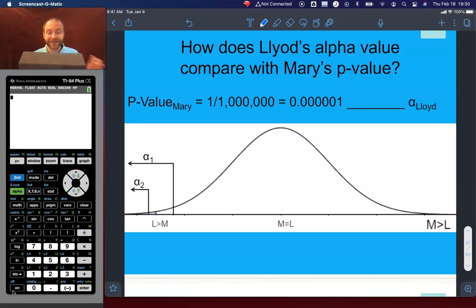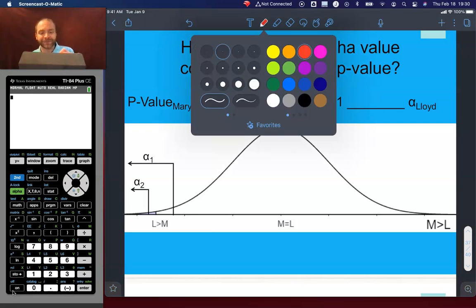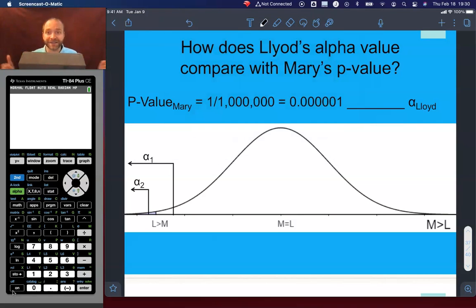I want you to keep this in mind. So here we have this. Lloyd has decided, and we're going to do hypothesis tests. For Lloyd, the null hypothesis is that the love Lloyd has for Mary is the same.